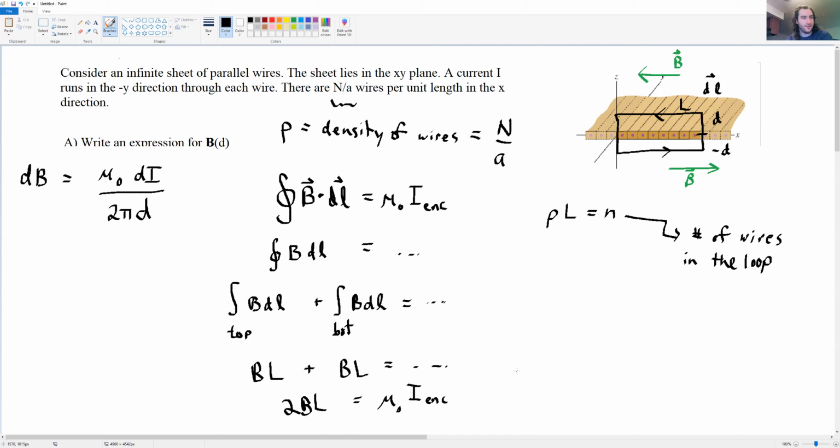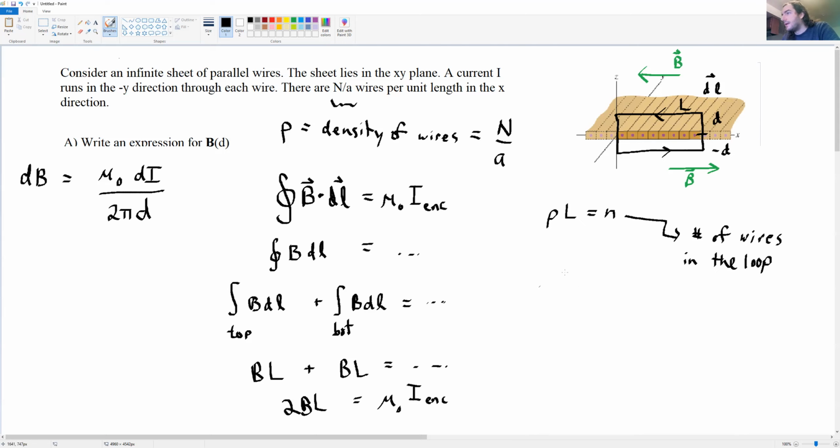And now we should figure out what to do with this I enclosed here. They tell us that we have n over A wires per unit length in the x direction. So if we do n over A times capital L, that gives us the number of wires in the loop. I guess what they want us to do here is come up with a label for the current, because they don't really tell us how to set that up.